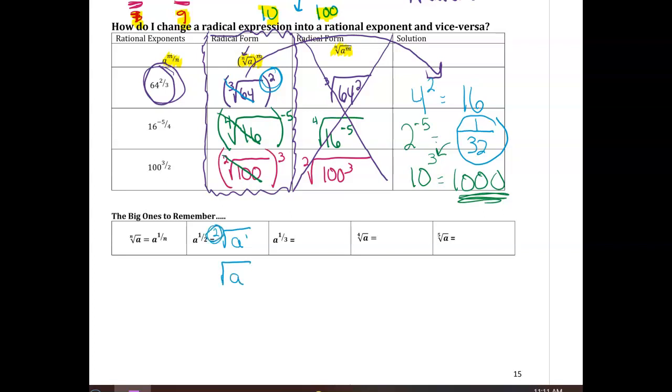This 2 is typically invisible, and this 1 is typically invisible. So a 1/2 power is a square root. A 1/3 power is then known as a cube root. And not that these are as important, but a 4th root is just a 1/4 power, and a 5th root is just a 1/5 power. But again, if I had to pick the two that are the most important to remember for this chapter, it would be these two.